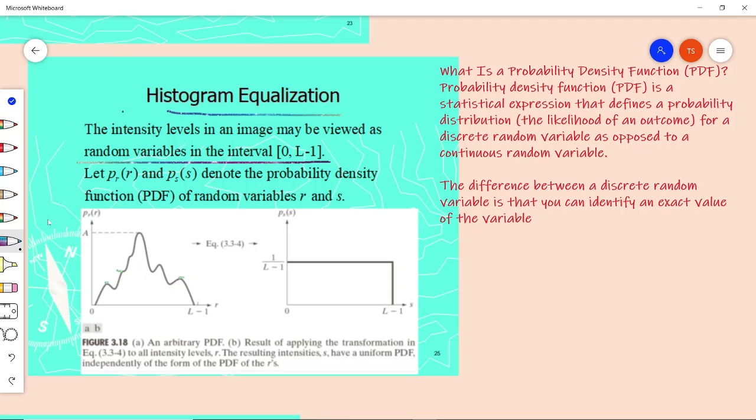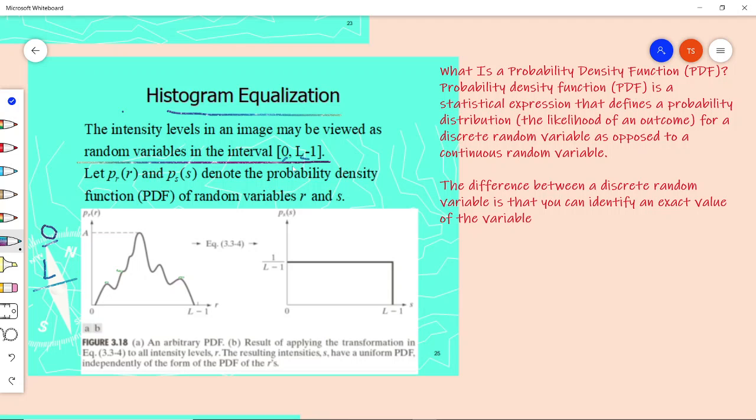Those intensity values, suppose we start from 0 as the minimum, the initial value, and we denote the maximum value with L. Whenever we start with 0, the range between 0 and L should be 0 to L minus 1, because we initiated with 0. Obviously the maximum value should always be one less. So we take the intensity levels as random variables in the interval 0 to L minus 1.